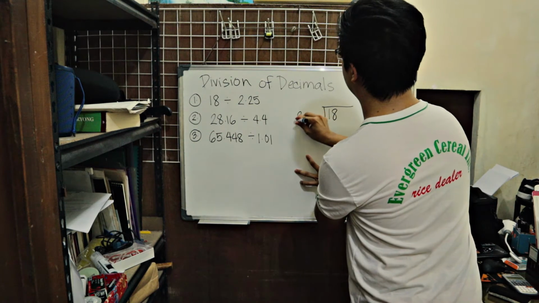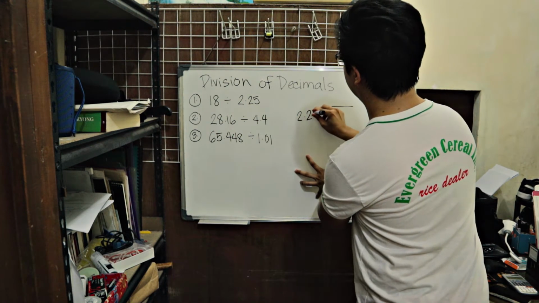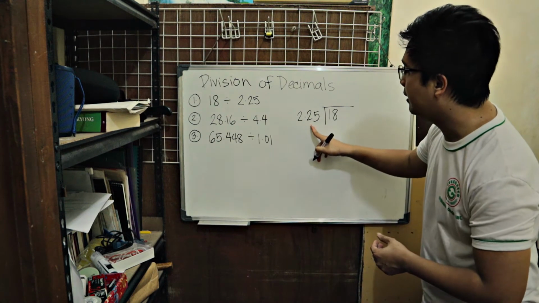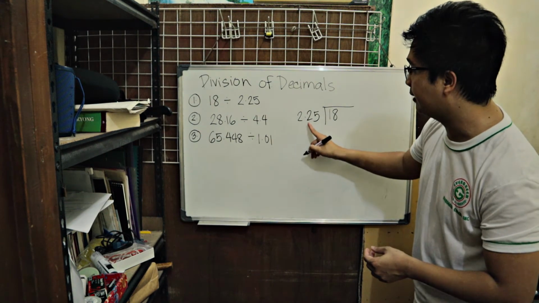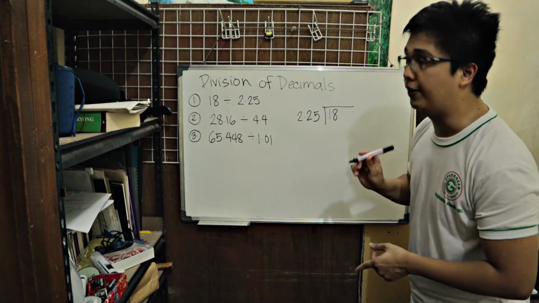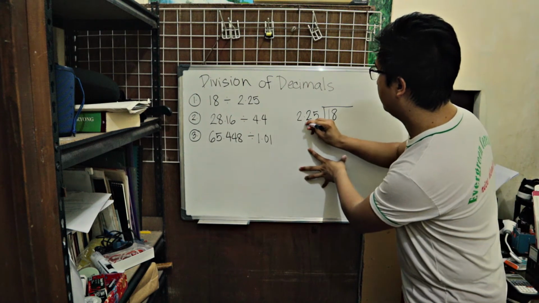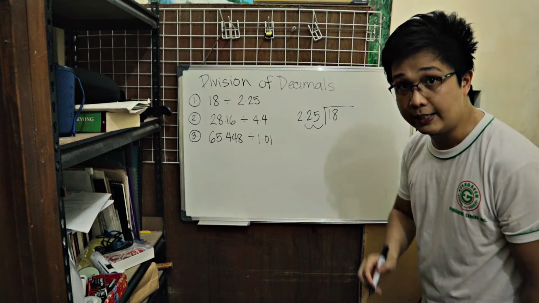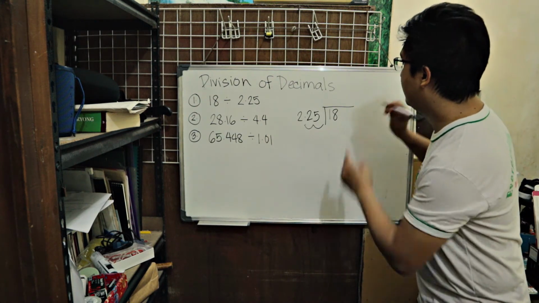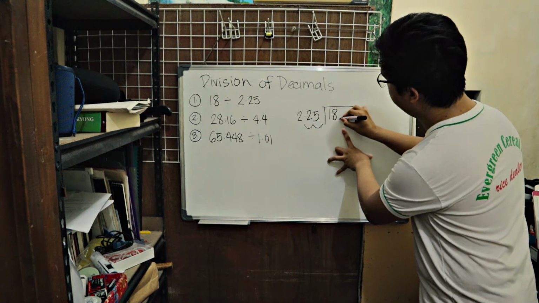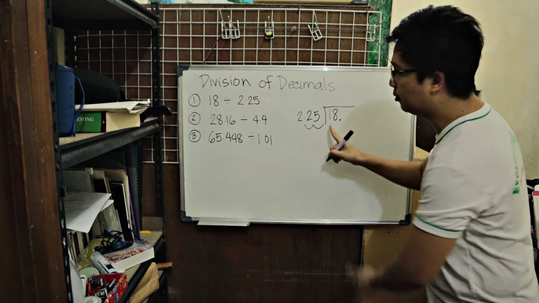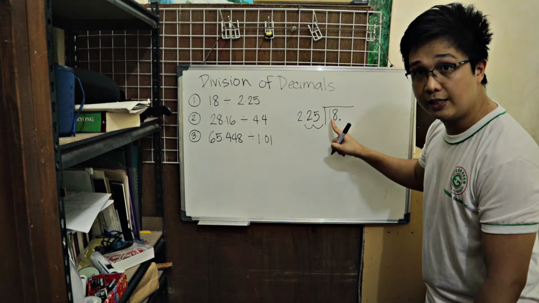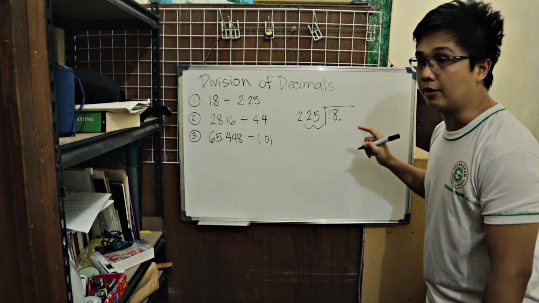So, 2.25. Ato na obrahon first is isipon ta how many decimal places ang sa right sang decimal point of the divisor. So, 1, 2. So, we have 2 decimal places. Ano ato na obrahon sunod? Over here, ang decimal point sang 18 is actually to the right of 8. Ang ato na obrahon, we will move 2 decimal places man going to the right.